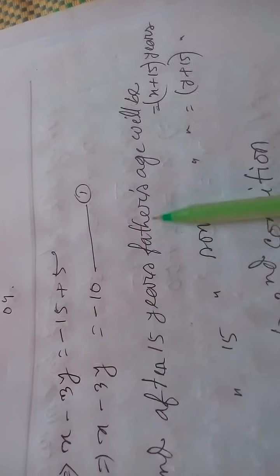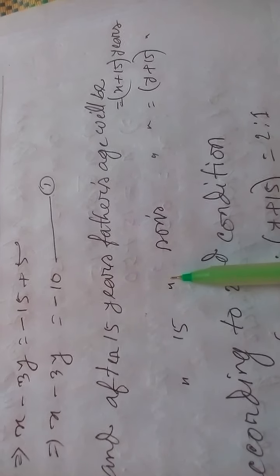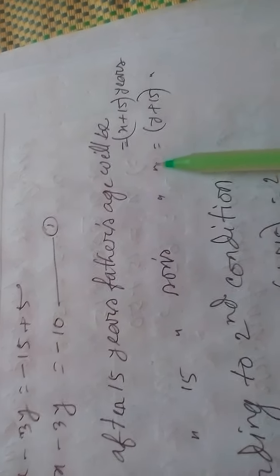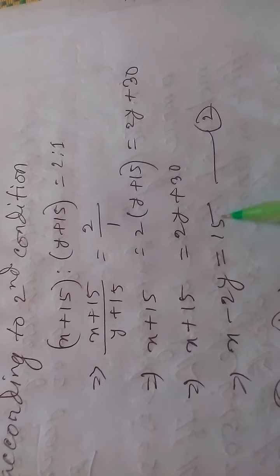And after 15 years, father's age will be x plus 15 years. After 15 years, son's age will be y plus 15 years. So according to the second condition, x plus 15 is to y plus 15 equals 2 is to 1. By calculating we get x minus 2y equals 15 in equation 2. For solution we can write it 2 minus 1. So x minus 2y equals 15, x minus 3y equals minus 10.